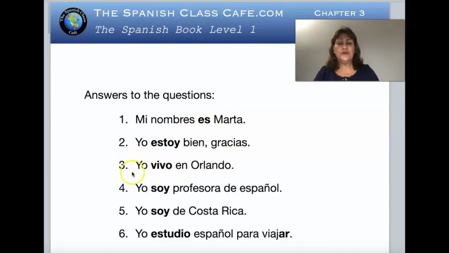Now here, yo vivo en Orlando. In my lessons before this one, we studied the present tense of the regular verbs in Spanish, and we studied the endings. And we do know that the ending for yo is an o. The verb here is vivir. We studied in the lesson before also vivir. And we keep the stem of the verb and we change the IR for an O, and that becomes yo vivo, I live in Orlando.